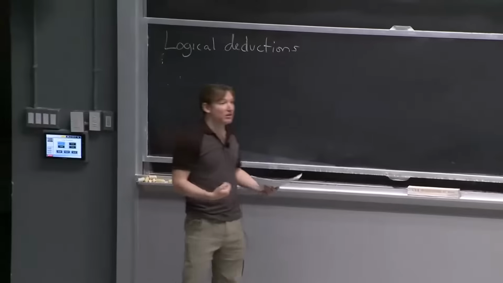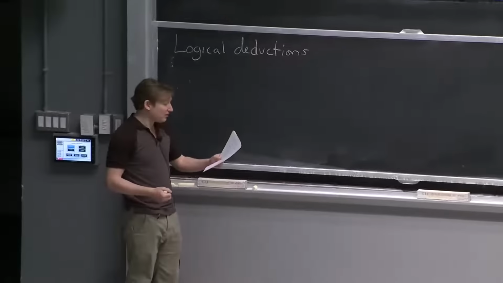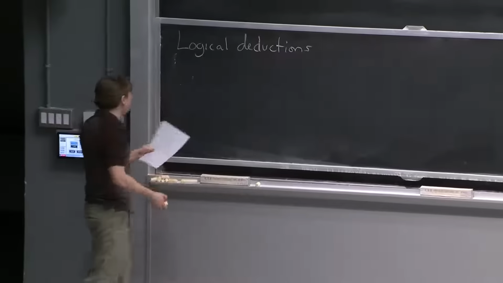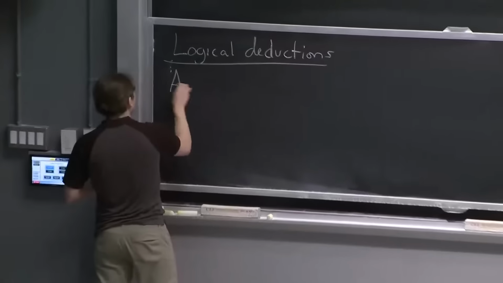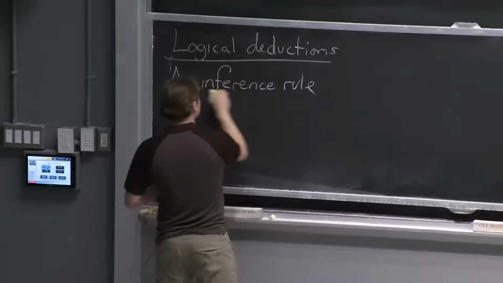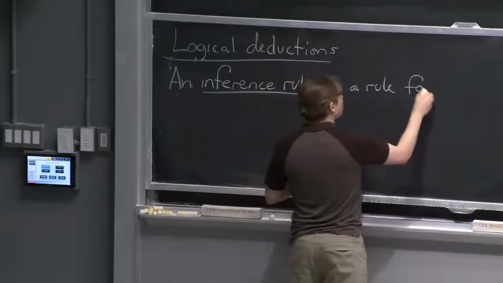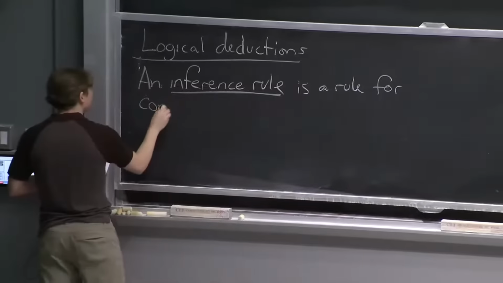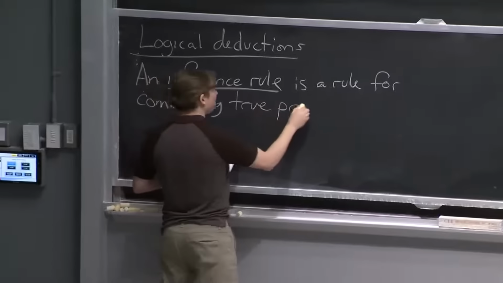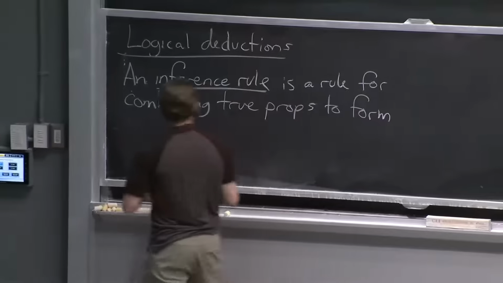This is going to be the heart of how we build and construct and check our proofs. So this is where most of the proofing happens inside of our proofs. So what is a logical deduction? Let's see. So an inference rule is a rule for combining true propositions to form other true propositions.